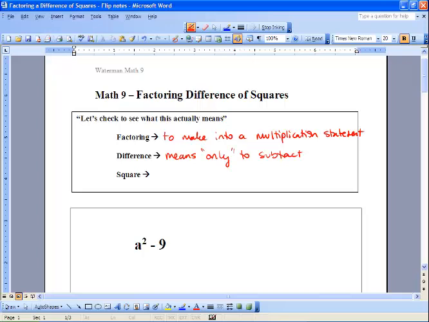Now, we also have squares. We've got factoring difference of squares. Squares are numbers or terms that can be square rooted into a whole number. These are perfect squares.